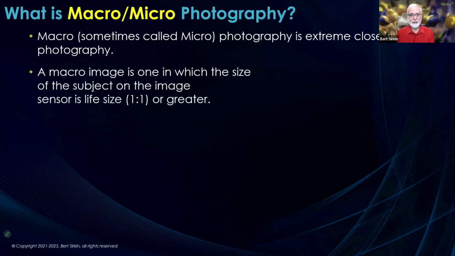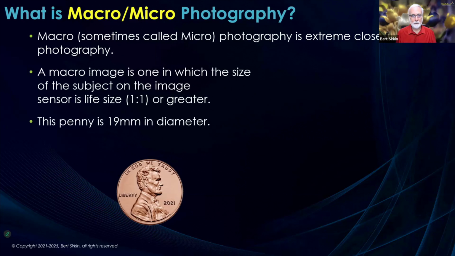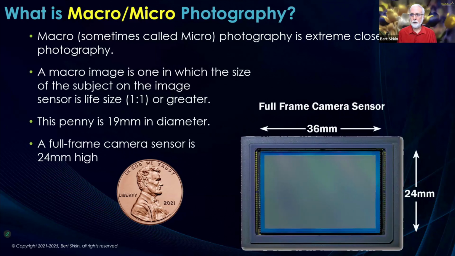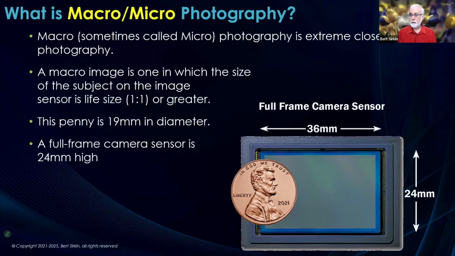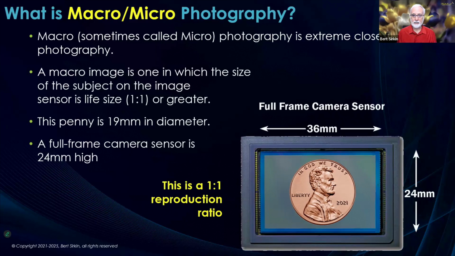talk about macro. There's a technical definition for macro photography, and that's where we have a magnification ratio of 1:1. What that means is that the subject you're shooting is life-size on the camera sensor. So if we take a penny, which is 19 millimeters in diameter, and we were to superimpose it onto a full-frame camera sensor, which is 24 millimeters high, we would see that penny life-size on the sensor. This is the classic definition of macro photography, a 1:1 reproduction ratio or higher.